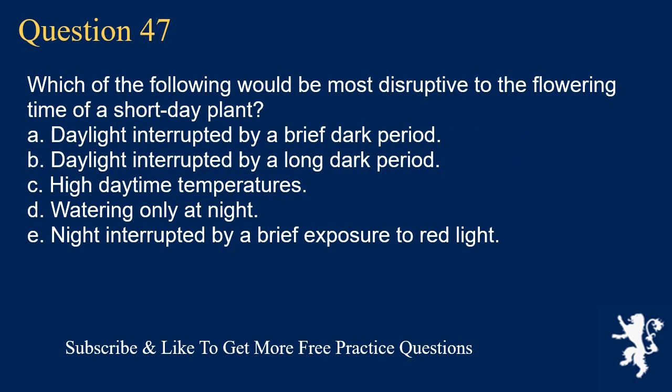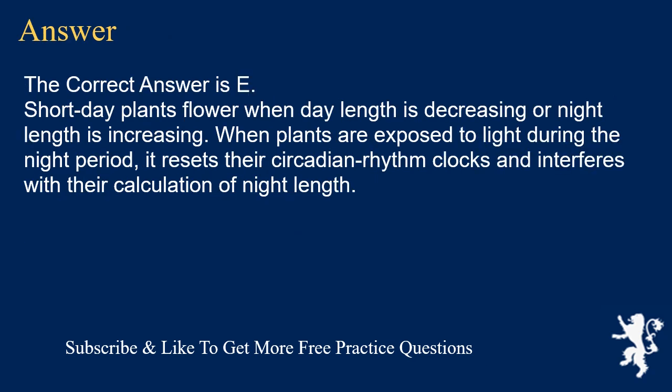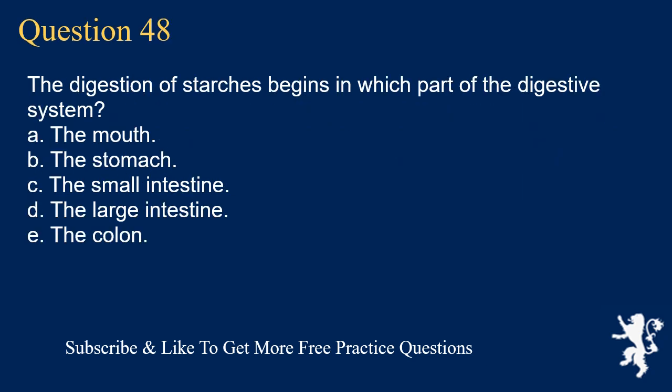Question 47. Which of the following would be most disruptive to the flowering time of a short day plant? A. Daylight interrupted by a brief dark period. B. Daylight interrupted by a long dark period. C. High daytime temperatures. D. Watering only at night. E. Night interrupted by a brief exposure to red light. The correct answer is E. Short day plants flower when day length is decreasing or night length is increasing. When plants are exposed to light during the night period, it resets their circadian rhythm clocks and interferes with their calculation of night length.